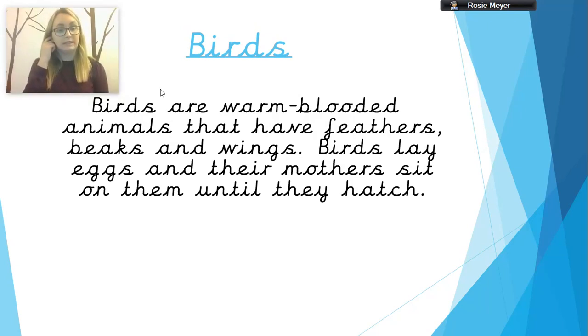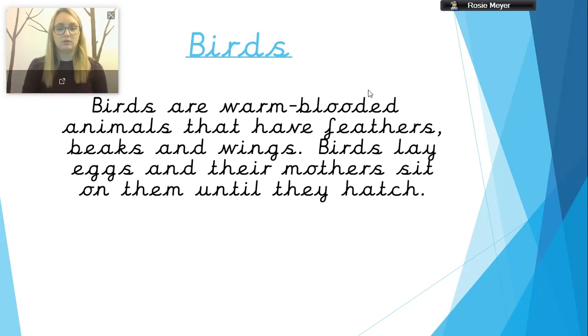Birds are warm-blooded animals that have feathers, beaks, and wings. The feathers are special because they are only found on birds. We don't find feathers on any other type of animal. So we've got feathers, beaks, and wings. Birds lay eggs and their mothers sit on them until they hatch. Most birds can fly, but there are some birds that can't fly.